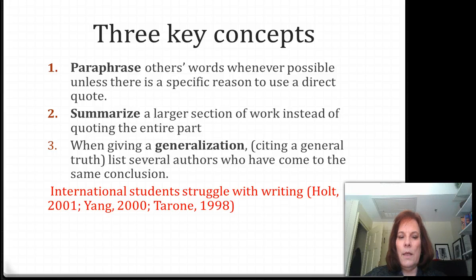So let's look at the example I've given. International students struggle with writing. Well, that's my idea. It's based on my years of teaching, but there are also several other authors who have published work showing that international students struggle with writing. So I list Holt, Yang, and Tyrone, and I give the years. Now this is the APA documentation style. You might be using a different one, but you notice it's not a reference to one person. This is a generalization. This is a general truth. It is just a statement, but I need to show who has done work in this field, and they have found international students struggle with writing.